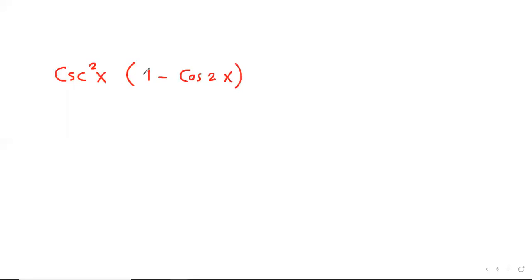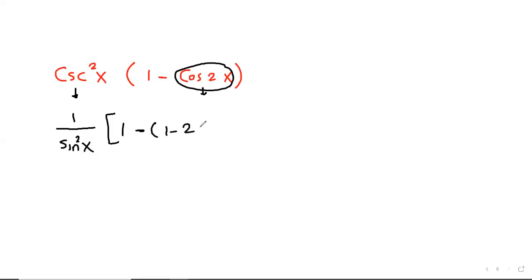Cosec squared x multiplied by 1 minus cosine 2x. Cosine 2x is equal to 1 minus 2 sine squared x, and cosec squared x is the inverse of sine squared x. So substitute cosec squared x as 1 over sine squared x. Here it's 1 minus, and instead of cosine 2x, we are going to write 1 minus 2 sine squared x.